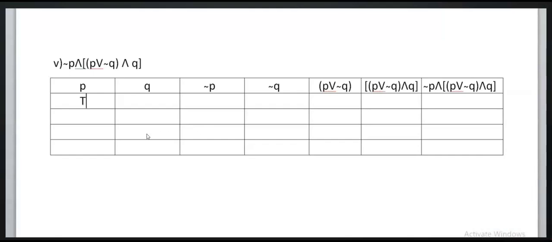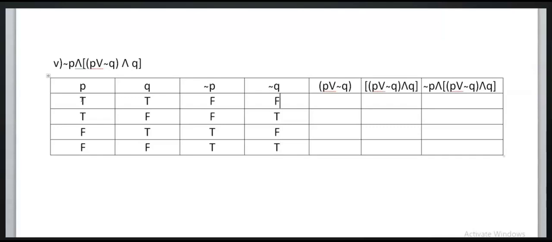The first is double T, double F. Next is Q: TF, TF, TF. Negation of P: double F, double T. And next is negation of Q: F, then T, then again F, then again T.